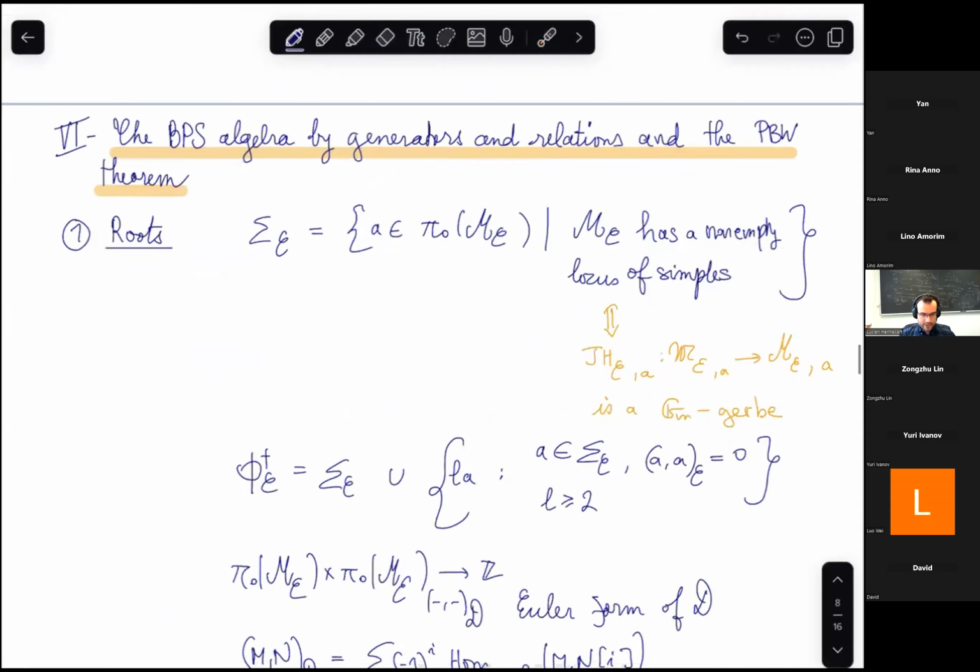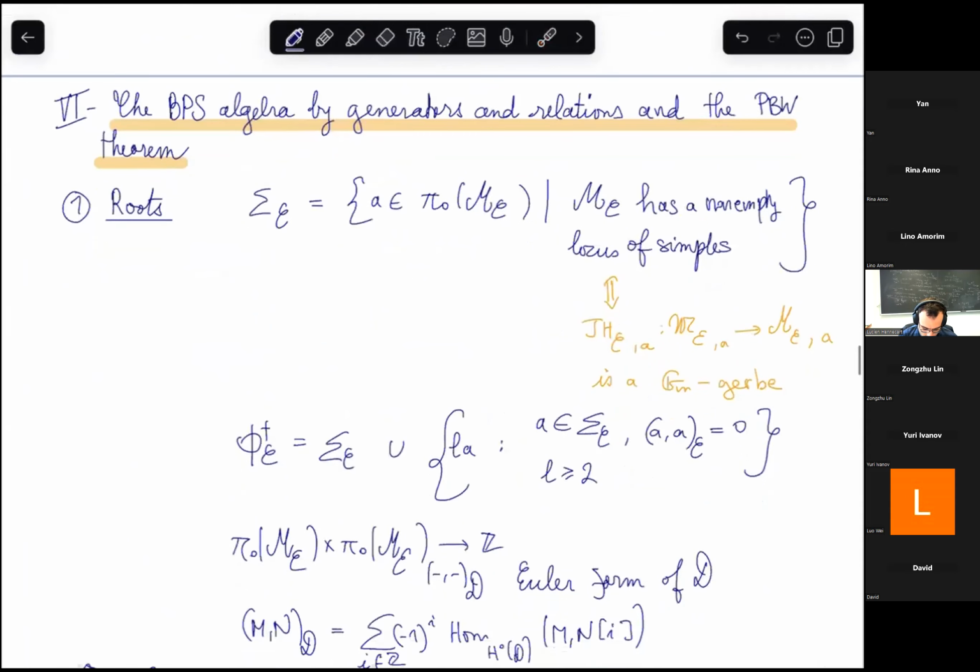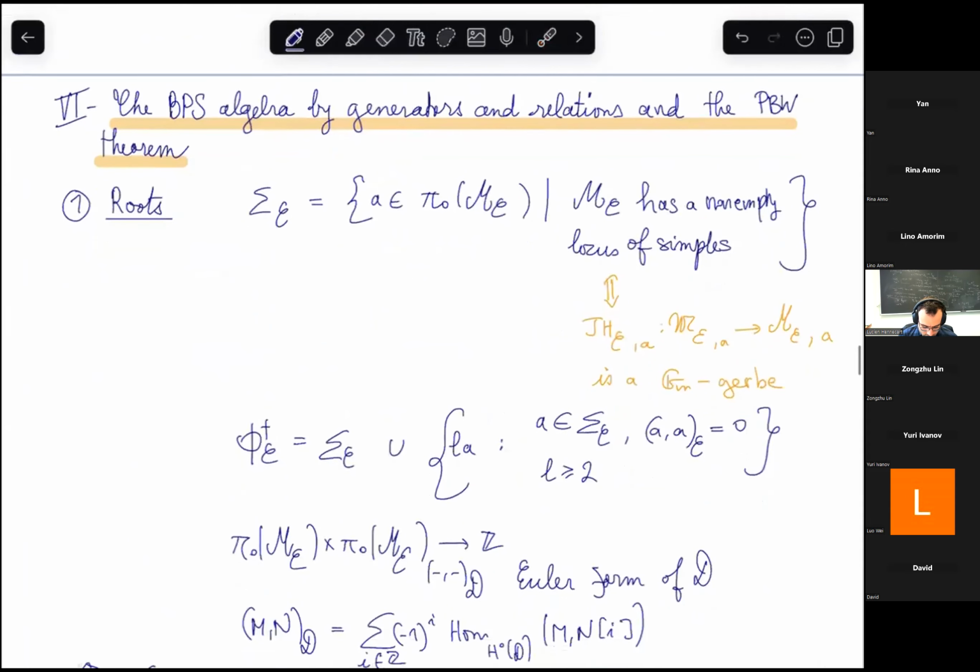Okay. So now we come to the most important part of this series of talks, which is the description of the BPS algebra by generators and relations. So I have to tell you what the set of roots is for some given abelian category C. And then I have to tell you what the generators are. I have to tell you what monoid you take and what bilinear form on this monoid.